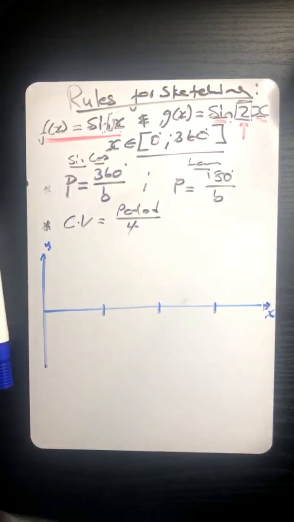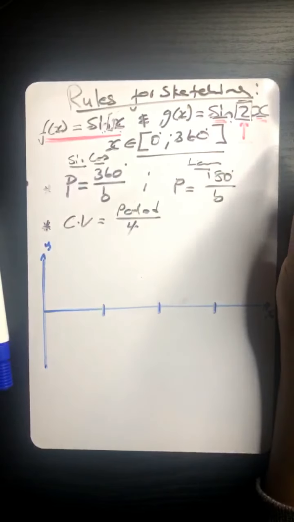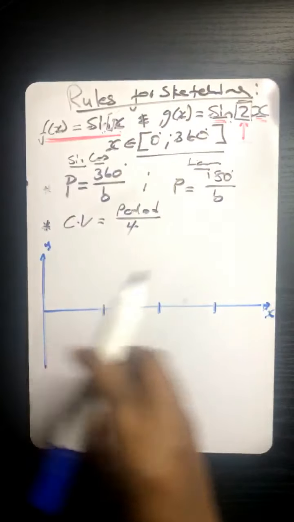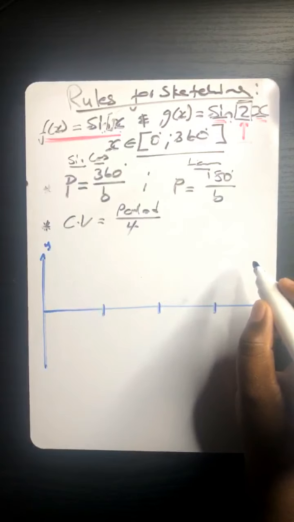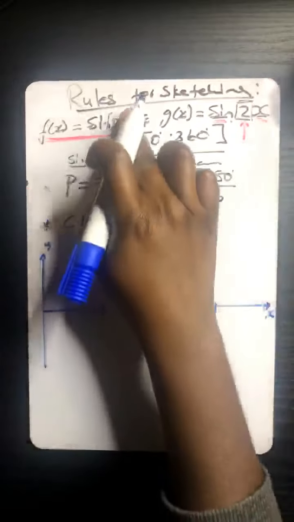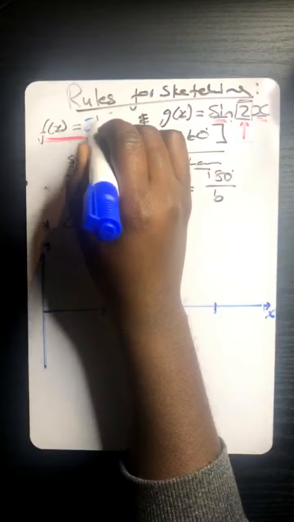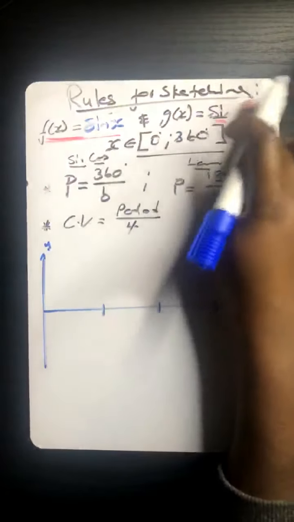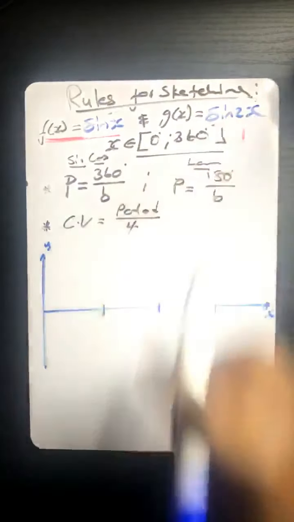Okay. I still need to explain this part of getting the critical values. So remember, guys, when you find the critical values, the first thing is to determine the period of a function. What is the period of that? Remember, this is f of x equals sine of angle, and this one is for g of x equals sine 2 angle.